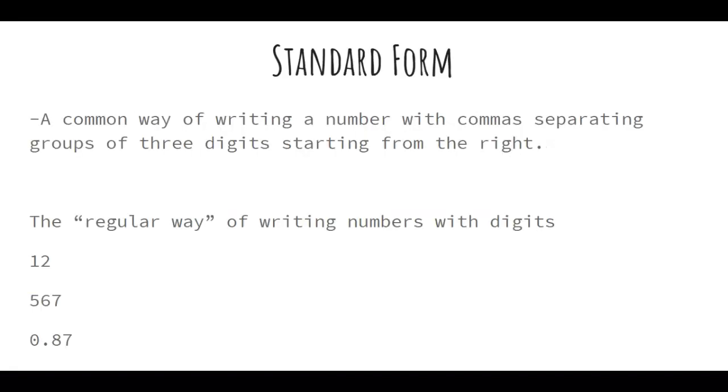So first we're going to talk about some vocabulary words. You should have heard these words before in the past, so this part should be a review. So the word standard form. The definition I got straight from your textbook says, a common way of writing a number with commas separating groups of 3 digits starting from the right. Taking that and paring it down into kid words, it's the regular way of writing numbers with digits. So these are all standard form. It's what we normally think of when we are thinking of numbers.